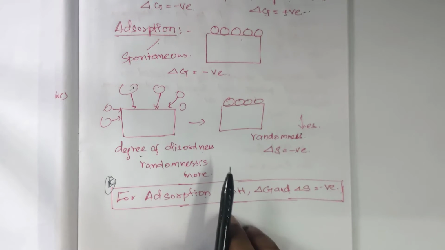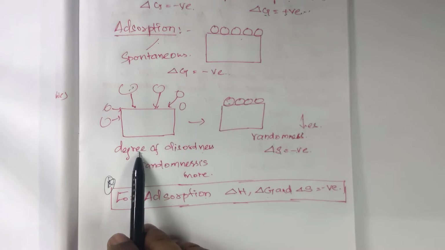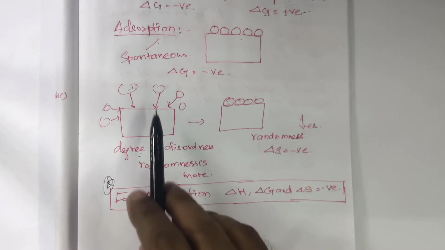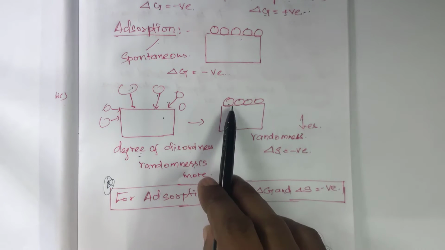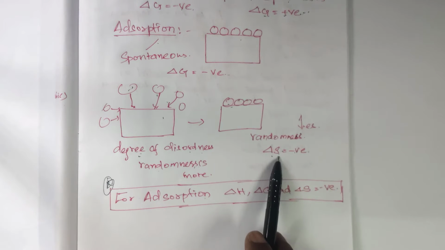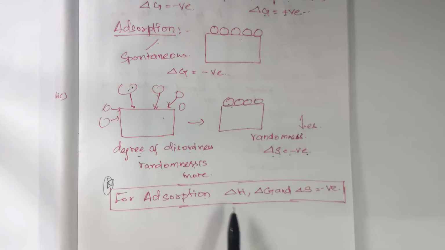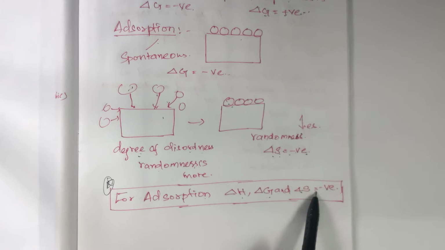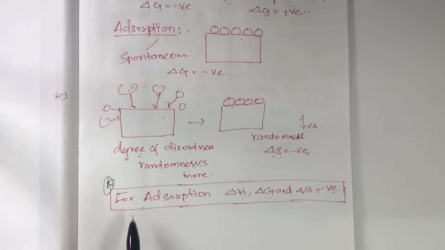What is the value of delta S? Delta S is nothing but the degree of disorderness or randomness. The randomness is more before adsorption, and after adsorption the randomness decreases. Therefore, delta S is also a negative value. For adsorption, delta H, delta G and delta S are negative values. It's very important for your NEET examinations.